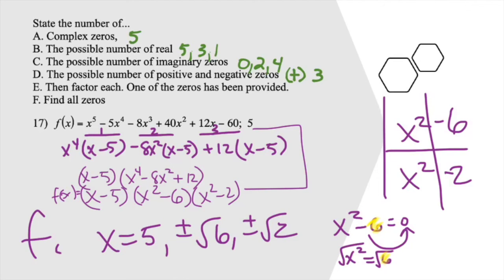Do I have any imaginaries? No imaginaries. It said, remember the possible numbers I could have. How do you tell if they're imaginary or not? Because they have an i. Oh, okay. I'm going to copy it down later.